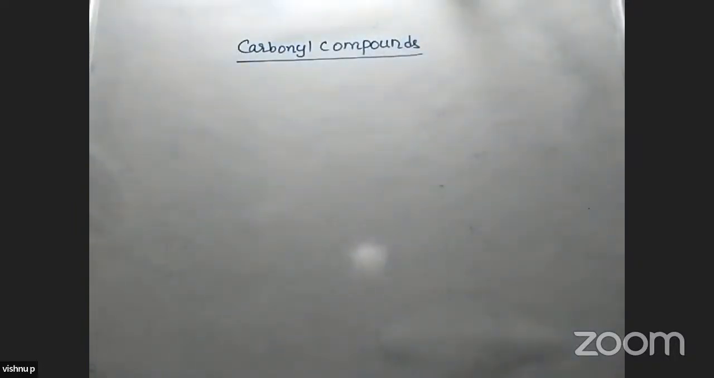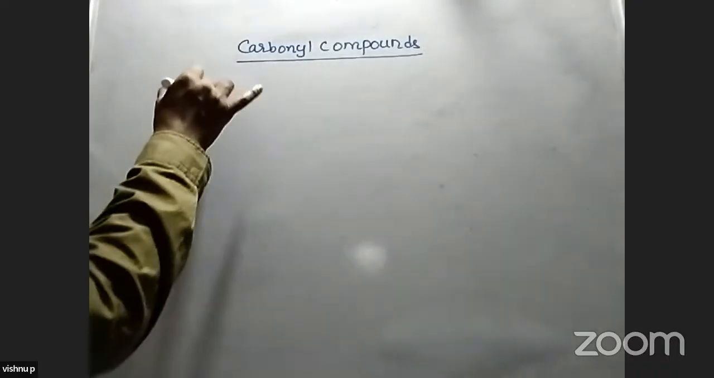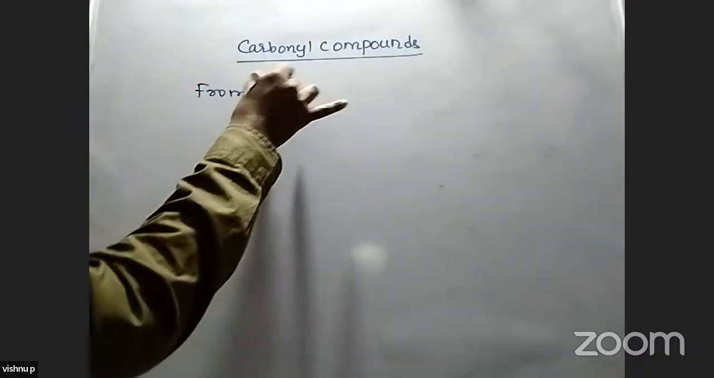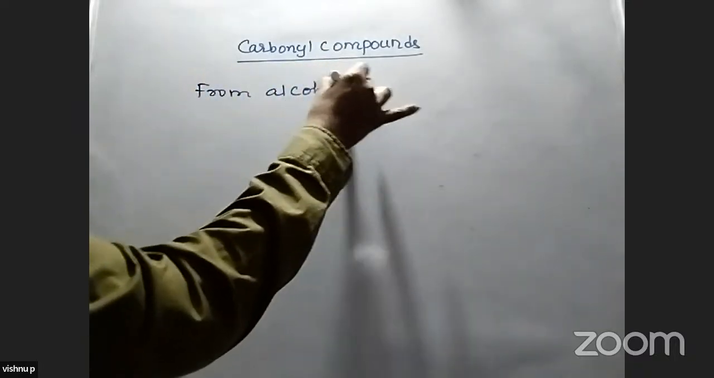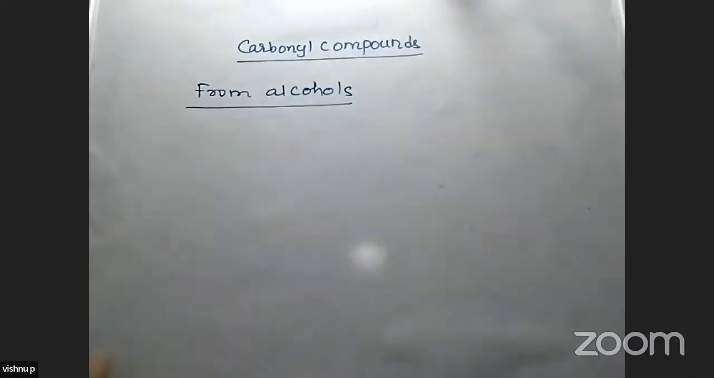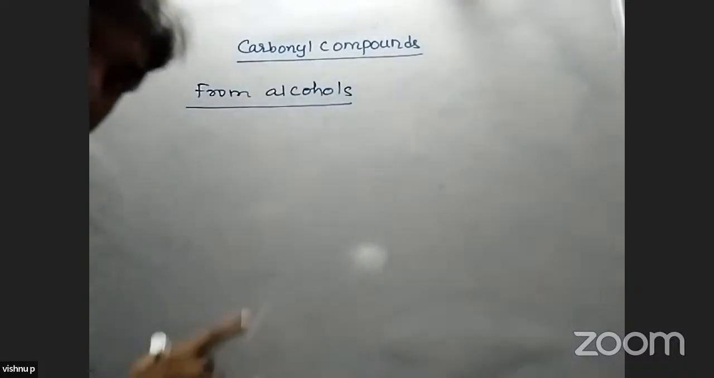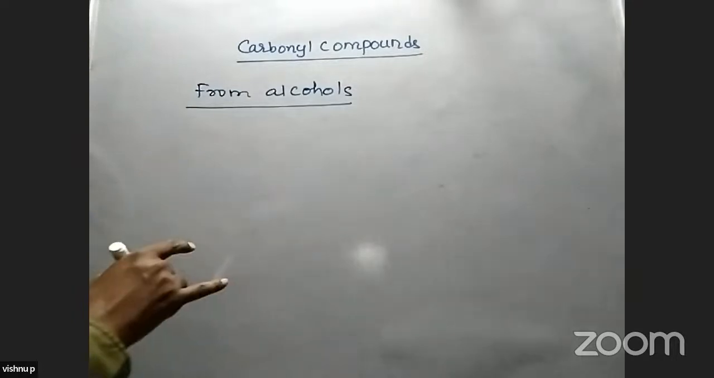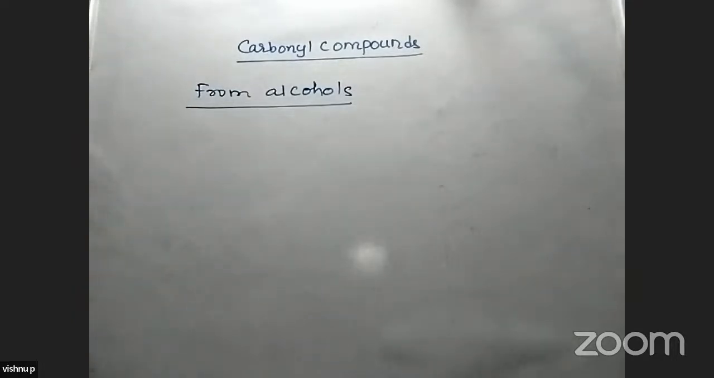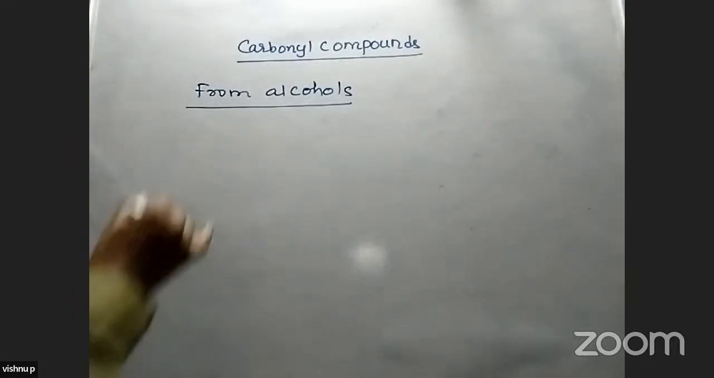So aldehydes and ketones are called carbonyl compounds. And today I'll explain to you the preparation methods of carbonyl compounds. First preparation method: preparation from alcohols. The first preparation method is the preparation of aldehydes and ketones, which are also called carbonyl compounds, from alcohols.